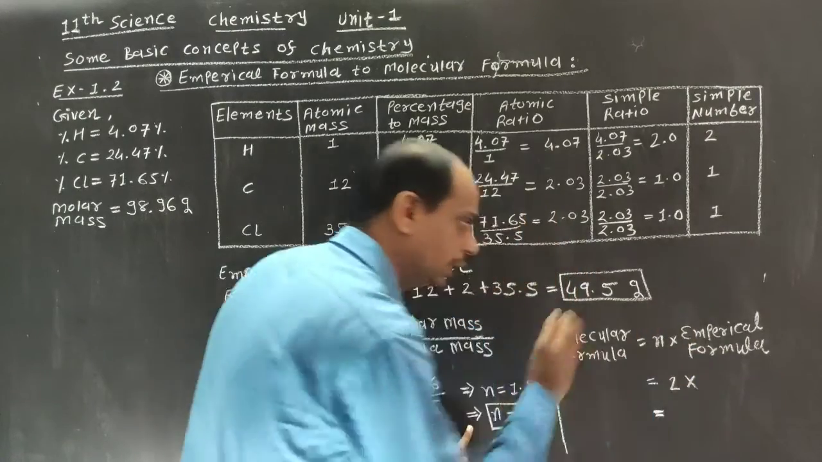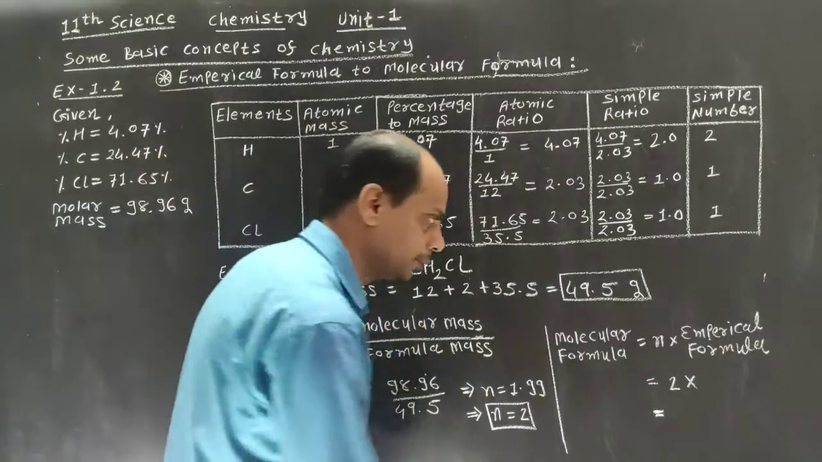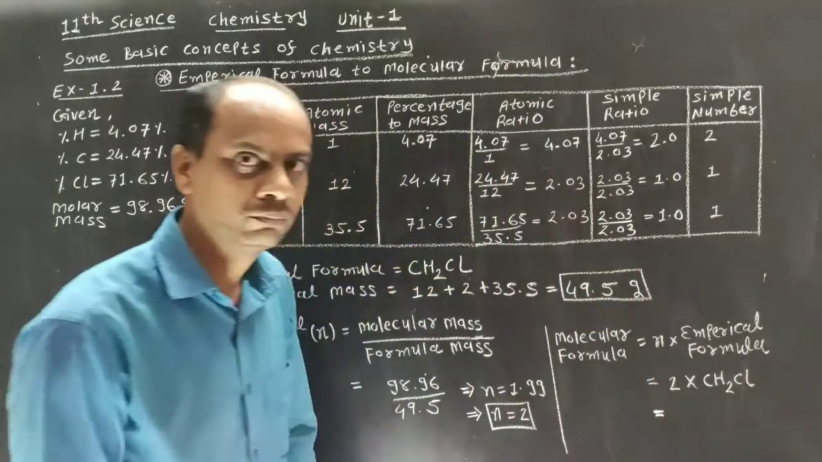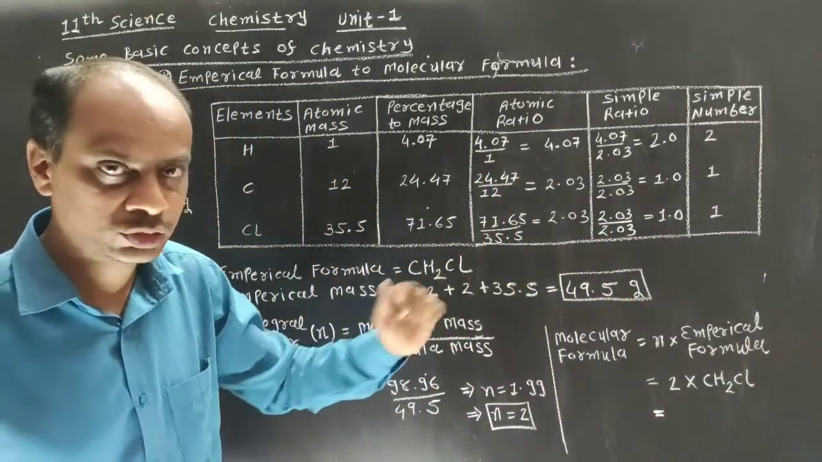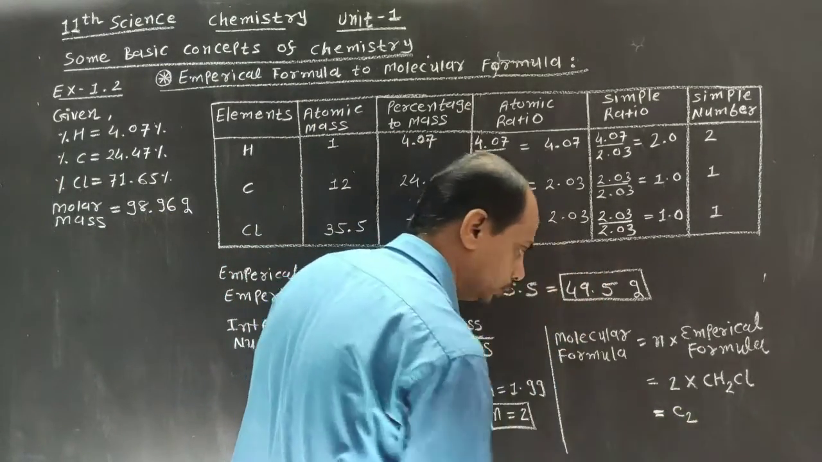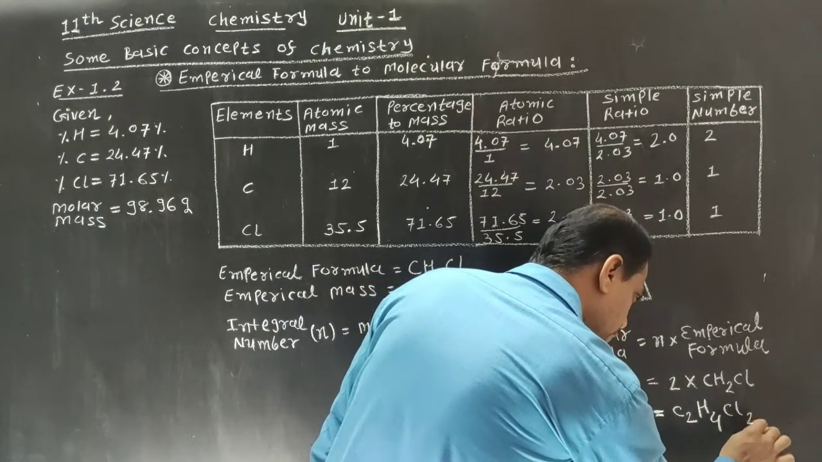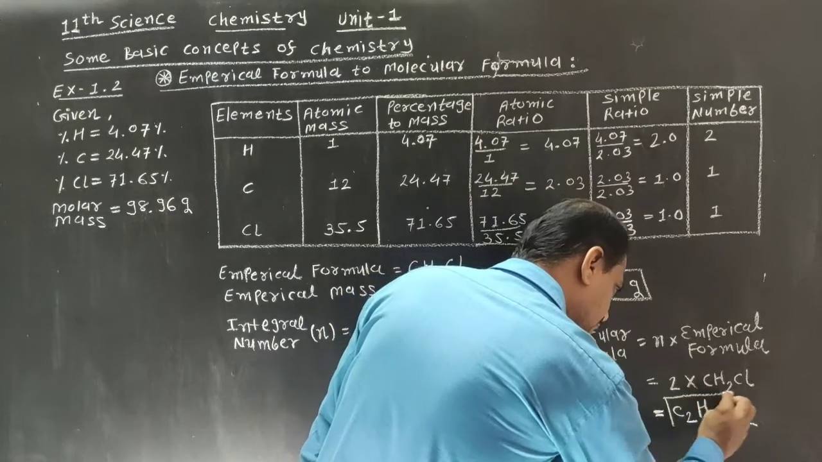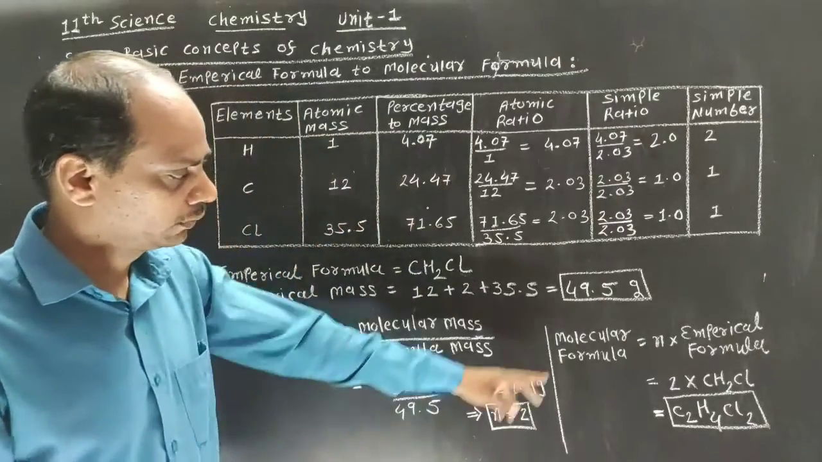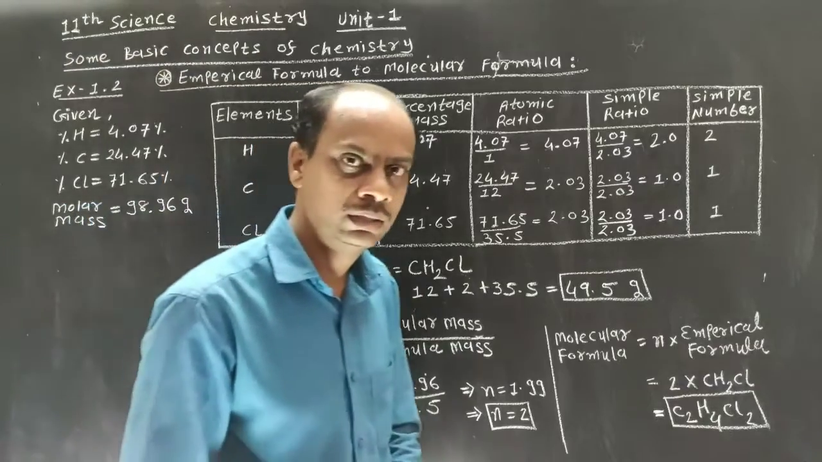2 into the empirical formula. What is the empirical formula? CH2Cl. So here it is, CH2Cl. Now multiply 2 by each element. So carbon is going to become 2, for hydrogen 4, and for chlorine 2. So what is our answer? C2H4Cl2 is the molecular formula of the given data.